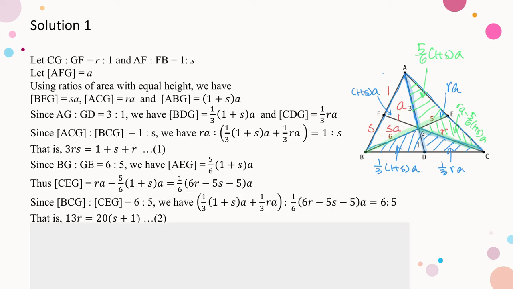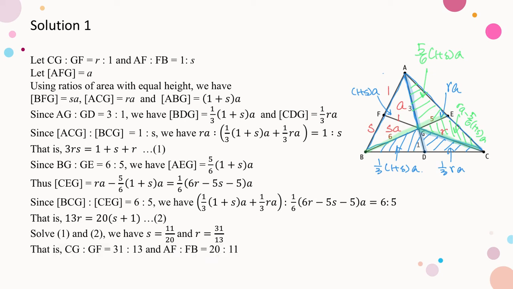By solving equations 1 and 2, we have S equals 11/20 and R equals 13/11/13. That is, CG to GF is 13/11/13 and AF to FB is 20/11. The answers are obtained. The solution is not really complicated, but you need to have a clear mind to see the relationship between the ratios of size and areas.